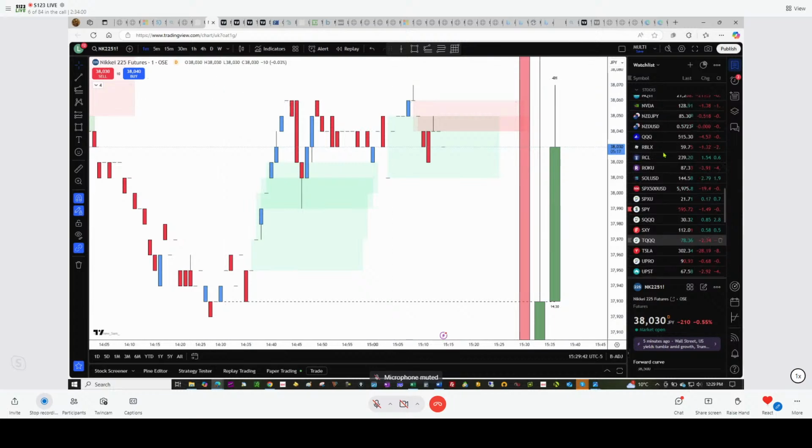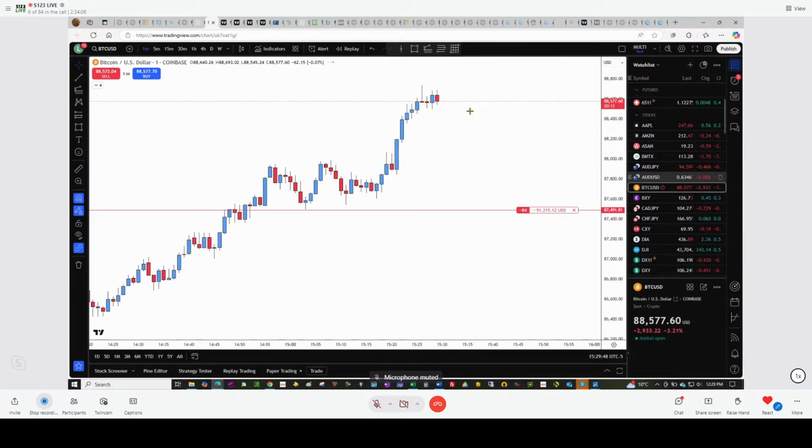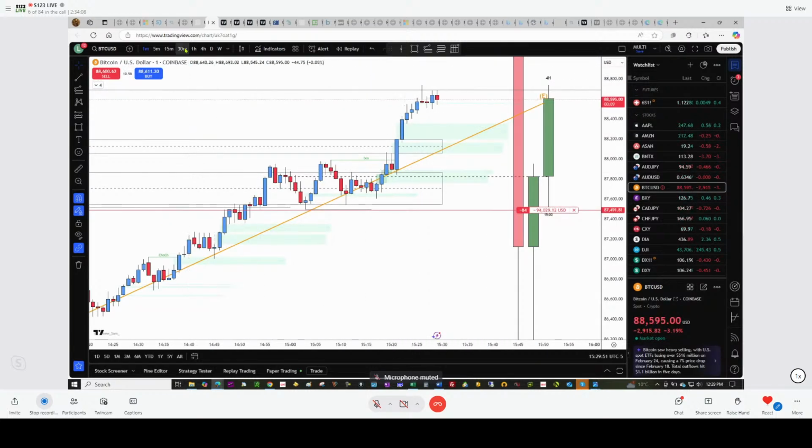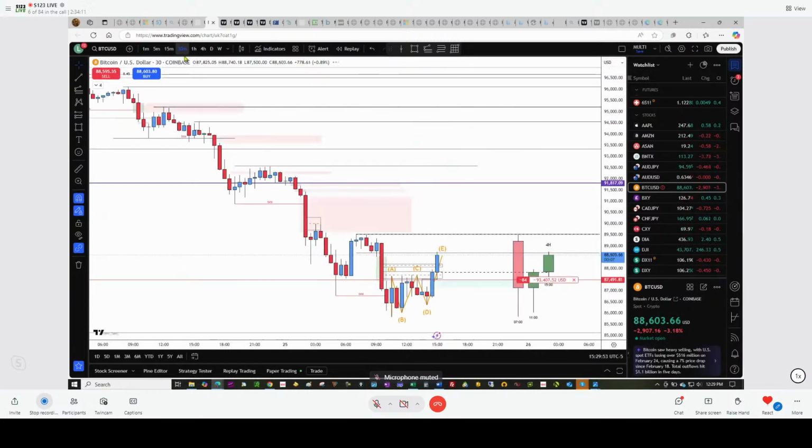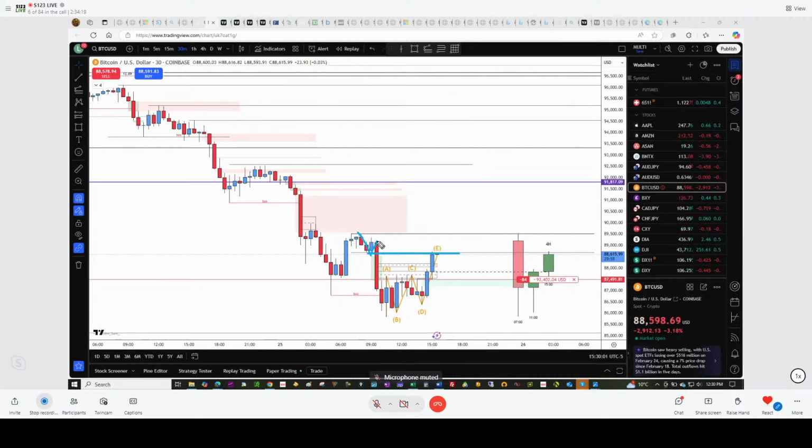Okay, I'm going to Bitcoin here. So yeah, Bitcoin is just killing me right now. On the 30-minute, you can see that they've come all the way back up into the area of the number 1, 2 here. 1, 2, 3. So that's a drop, and then they do the A, B, C, D, E leg way back up. And so we would expect this drop.